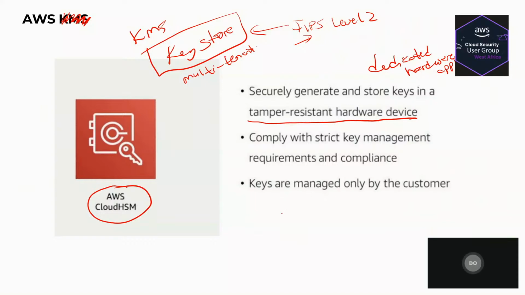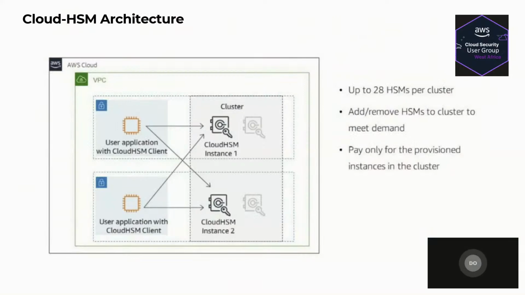So the keys in this case are managed only by the customer. You can't get AWS managed keys in this case. So how does Cloud HSM work? To use Cloud HSM, we need to create something called a Cloud HSM cluster. And we can decide how many appliances we want in that cluster. You can see here that we can have up to 28 appliances in that cluster.